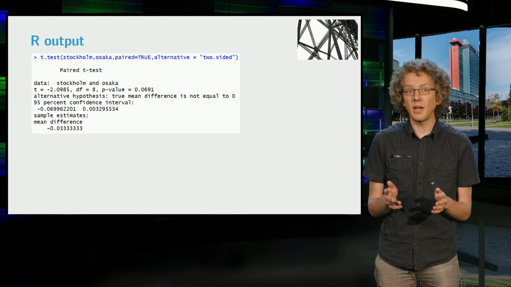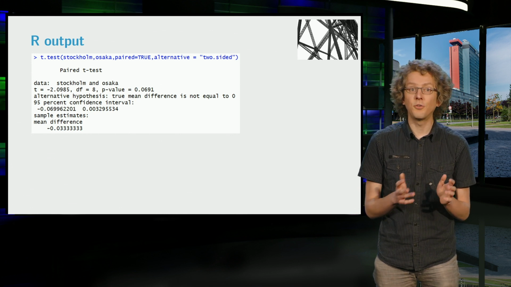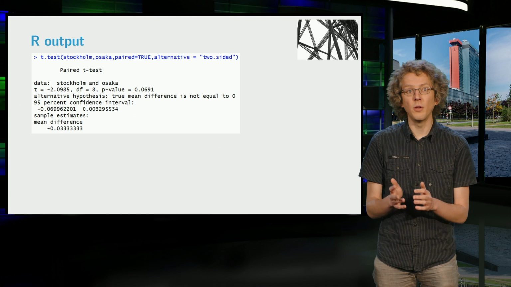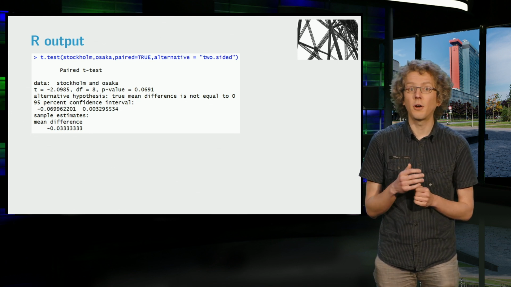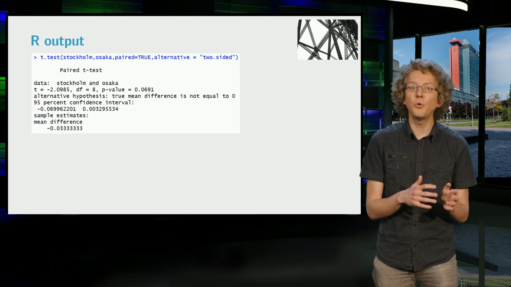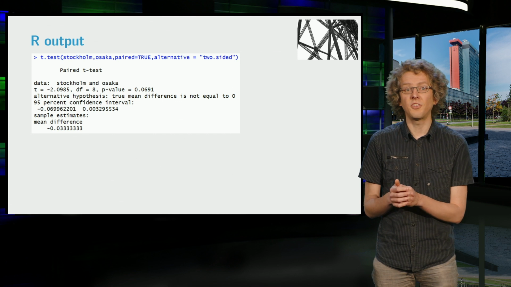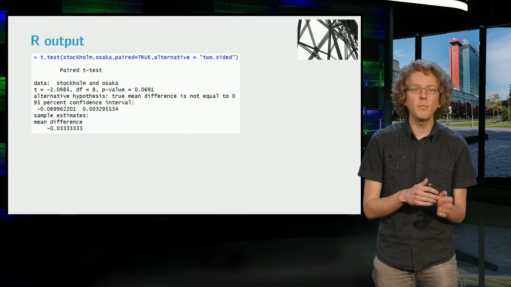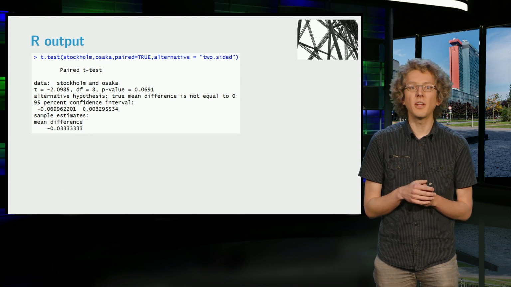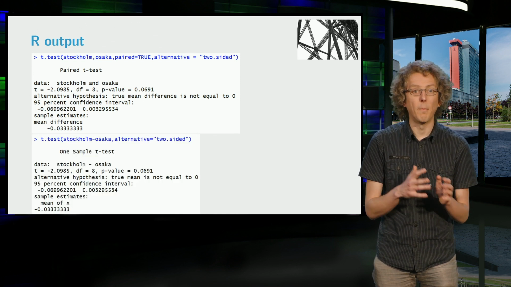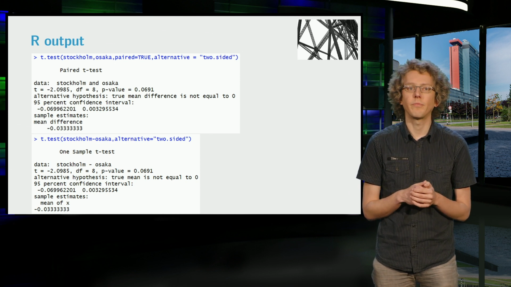In R, we would obtain those results again with the t.test command, now acting on the two data vectors called Stockholm and Osaka. We have to indicate that the observations are paired, and that we want a two-sided test. In the output, you notice the t-test statistic, the degrees of freedom, and the p-value. Notice that a one-sample t-test on the difference Stockholm minus Osaka gives exactly the same results.